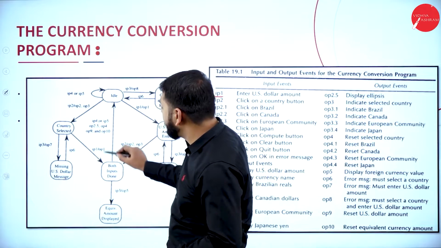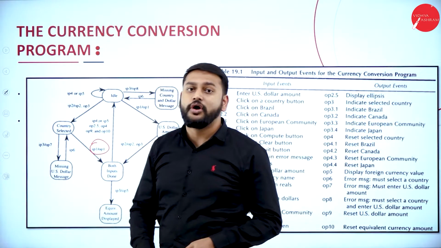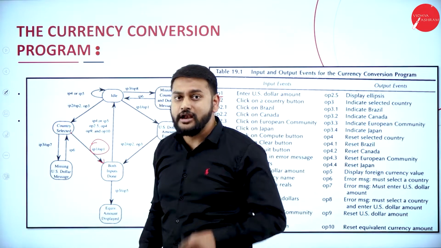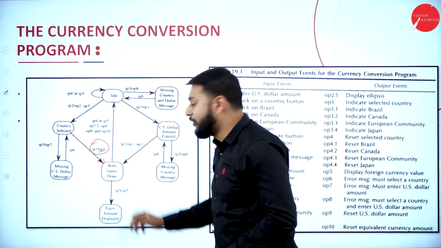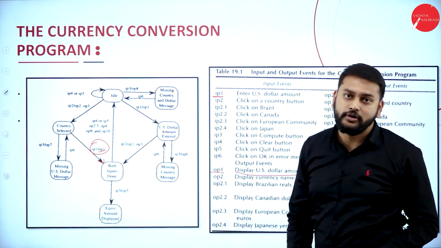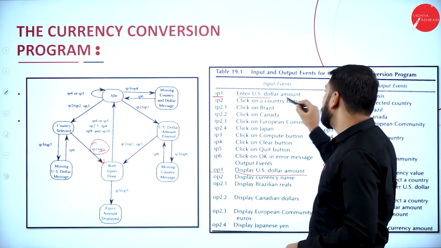So guys, you have the IP1 here. That's what you need to understand. IP1, in the sense country selected. For IP1, I have the OP1. OP1, in the sense what? Output 1, which displays the US dollar amount. So the input is what? Enters the US dollar amount.